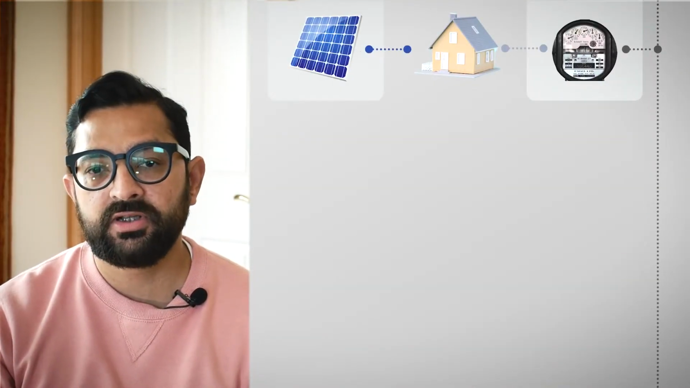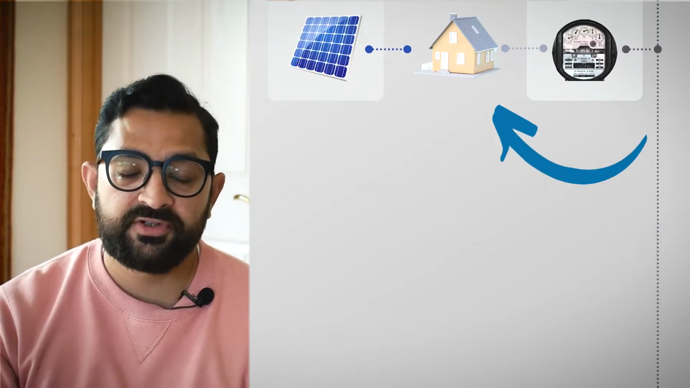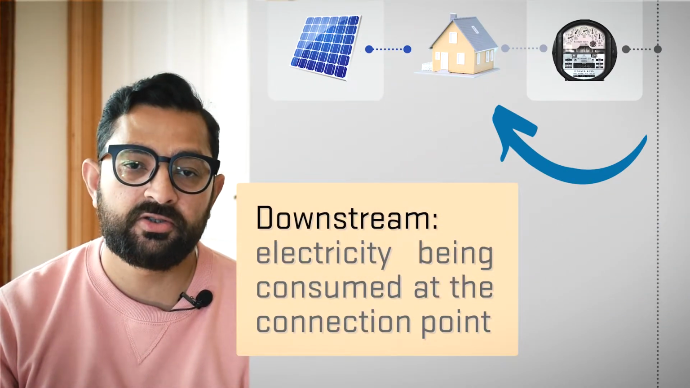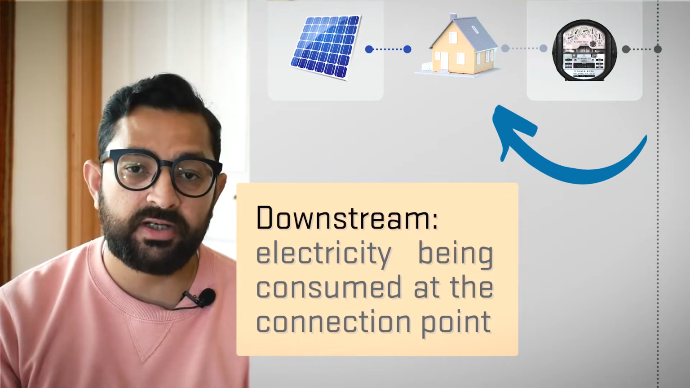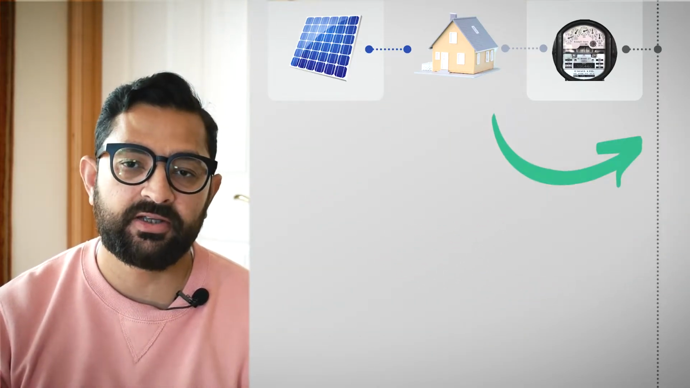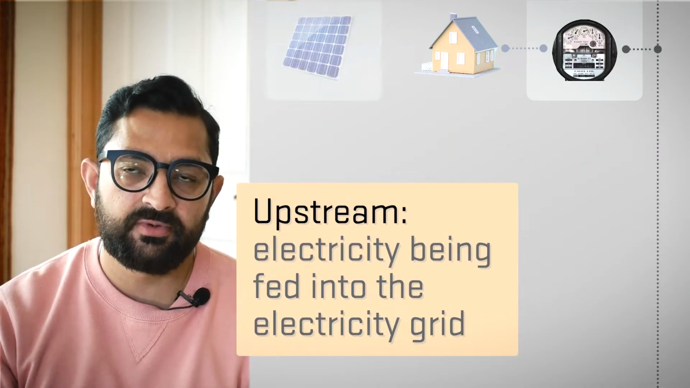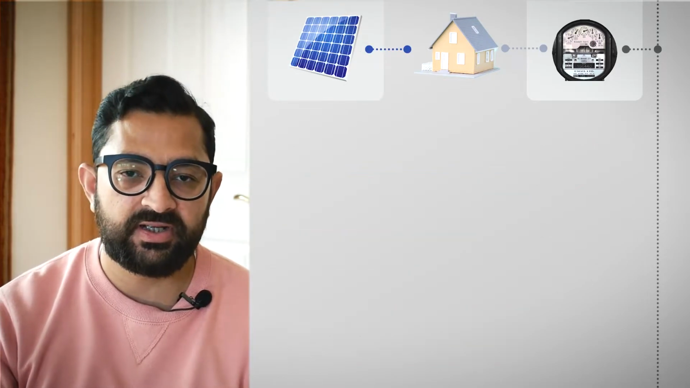This data set is valuable. It provides a granular view into the electricity usage, including both downstream, which is electricity being consumed at a connection point from the grid, and upstream, which is electricity being fed back into the electricity grid. For example, if you have solar panels, you've generated excess electricity. After consuming what you needed to consume, you have some left over, it goes back to the grid. So it gives you a granular view of both ways. It makes it a very useful and important data set.